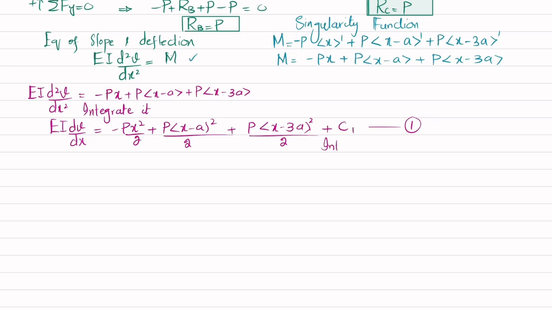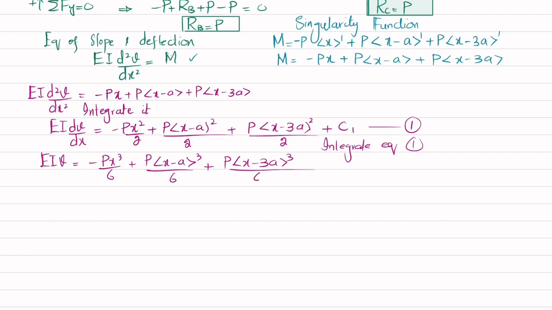So integrate equation 1 again. You will get EI·v equal to −Px³/6 + P(x − a)³/6 + P(x − 3a)³/6 + C1·x + C2. This is your equation number 2. Now you can see C1 and C2 are unknown constants of integration.